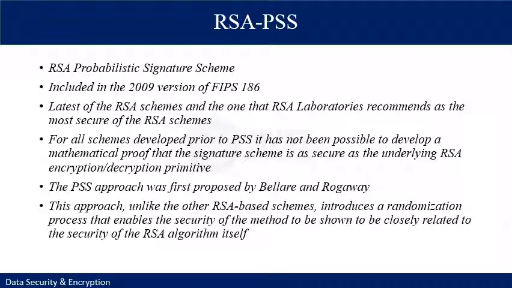The probabilistic signature scheme was first proposed by Bellare and Rogaway. This approach, unlike the other RSA-based schemes, introduces a randomization process that enables the security of the method to be shown to be closely related to the security of the RSA algorithm itself.